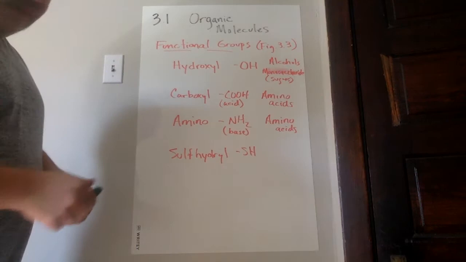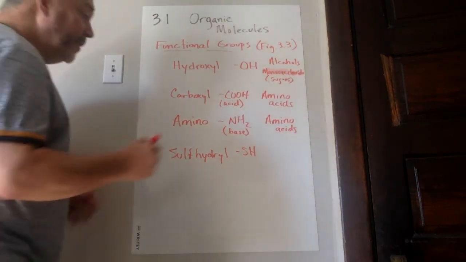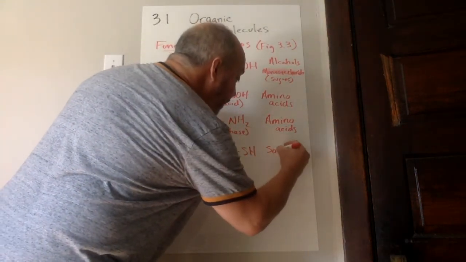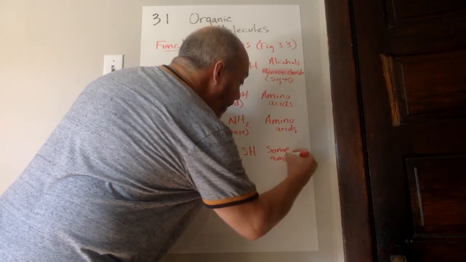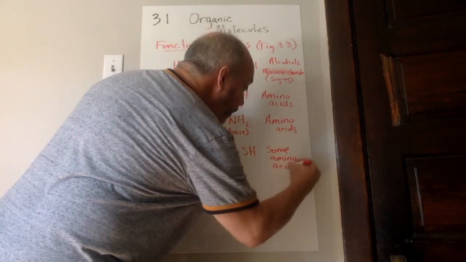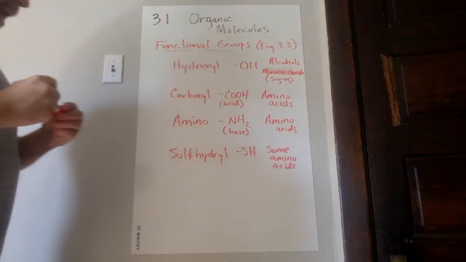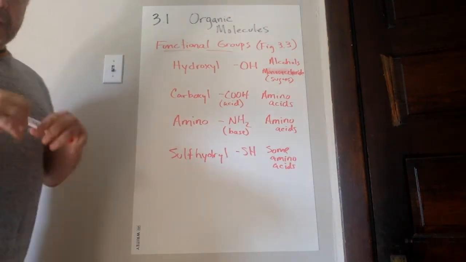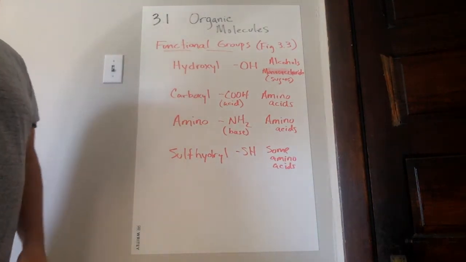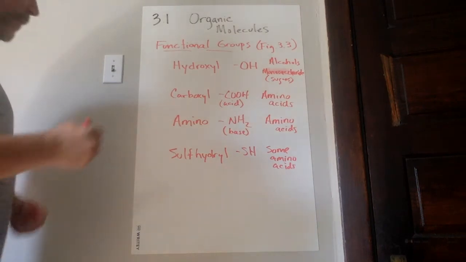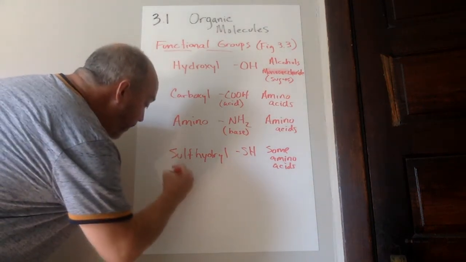We are also going to find this in some of our proteins, so some amino acids. And because it's highly electronegative, this is going to actually help a protein achieve its final state. But we'll come back to that in the protein section.